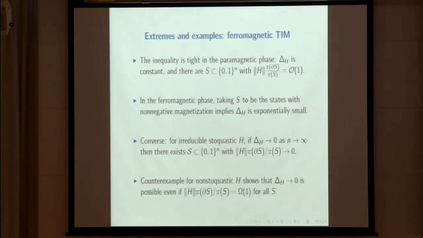But in the paper, we also show a counterexample for non-stochastic Hamiltonians, and this is not a good thing. This shows that your gap can go to 0 even if the vertex expansion is large for every subset. So for stochastic Hamiltonians, it's kind of an if and only if. And of course, there's quantitative things going on here, which you can check the paper if you're interested. But for non-stochastic Hamiltonians, vertex expansion is a limiting factor, but doesn't necessarily guarantee your success.